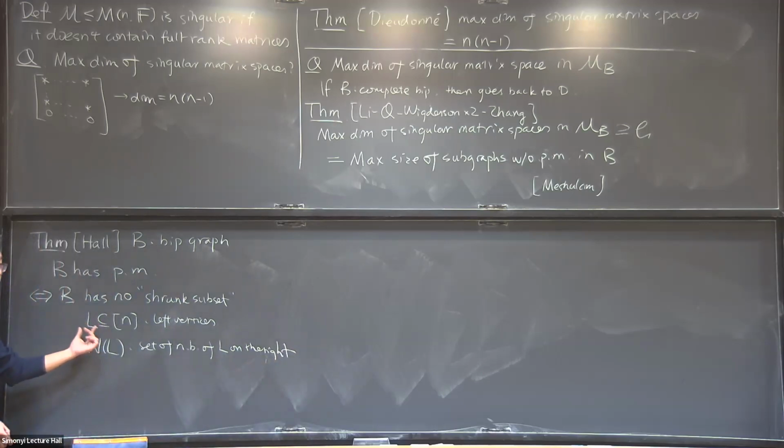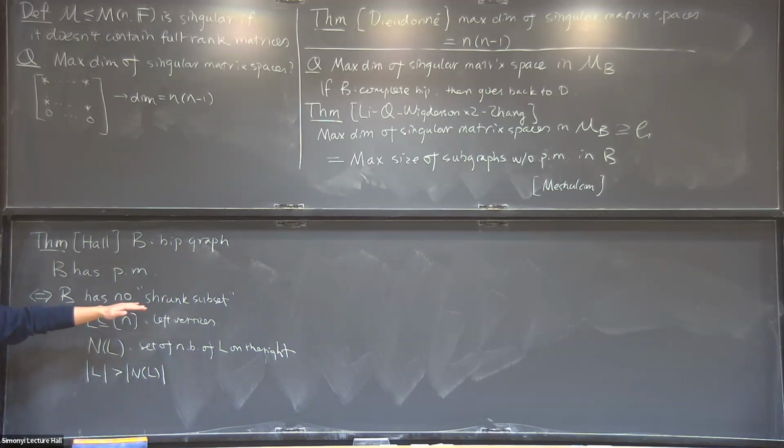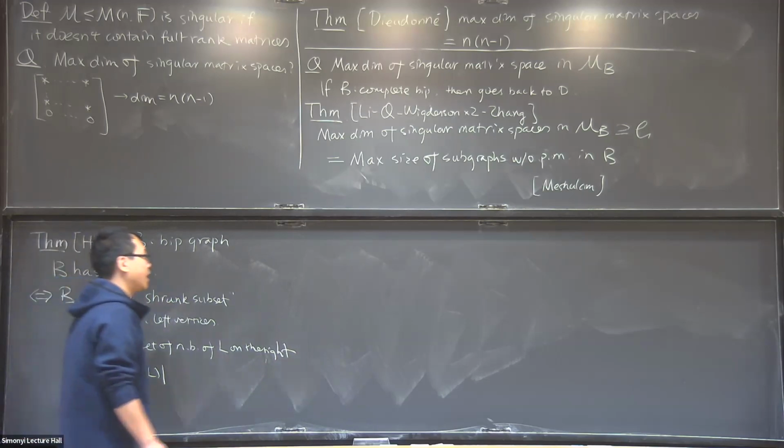And we see that L is a shrunk subset if the size of L is larger than the size of its neighbors on the right. So this is what we can call a shrunk subset. Maybe some people will call it Hall's obstruction or something. So this is Hall's theorem, right? It gives a characterization of bipartite graphs without perfect matchings. This is the reason for a bipartite graph to have no perfect matching.